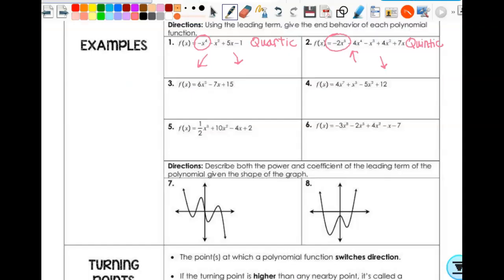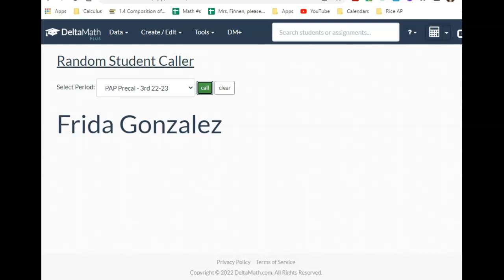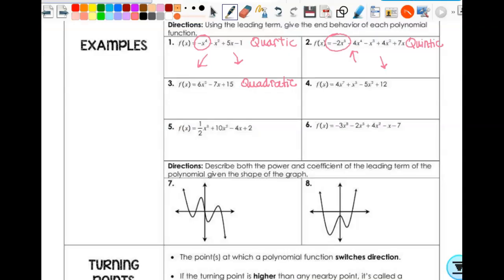Okay. Frida, what would you call number 3? Quadratic. Okay. Thank you. Quadratic. And then, Avril, what would the end behavior be? Up, up. Y'all agree with that? Yep. Thank you very much.